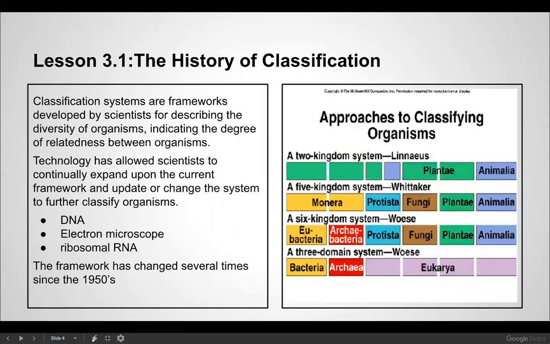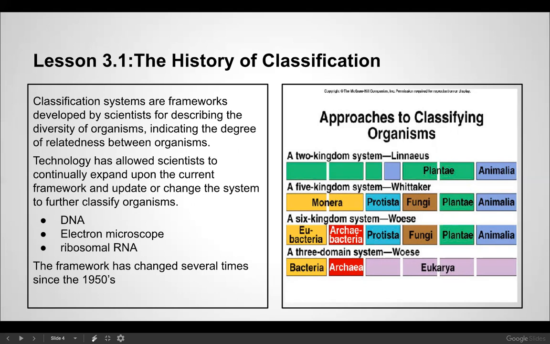Classification systems are frameworks developed by scientists for describing the diversity of organisms, indicating the degree of relatedness between organisms. Technology has allowed scientists to continually expand upon the current framework and update or change the system to further classify organisms. DNA, the electron microscope, ribosomal RNA, all of these things have helped really get more specific details into classification. The framework has changed over the years.